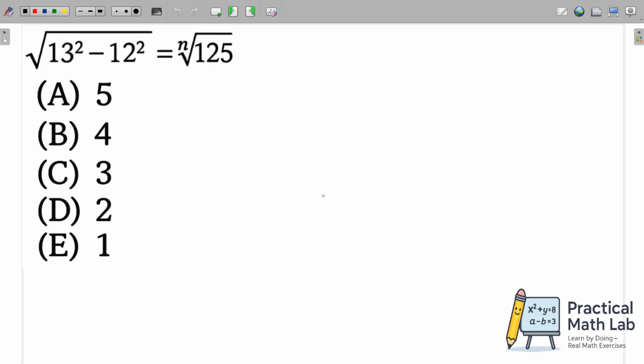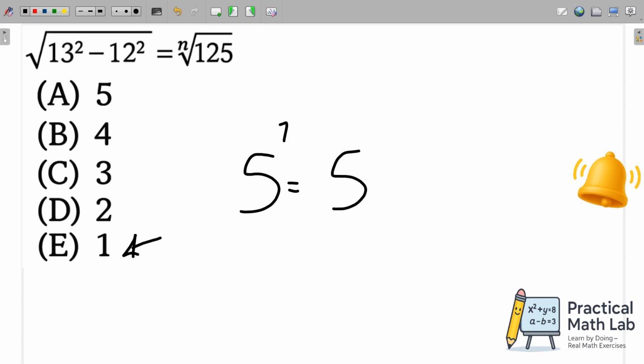Let's go. 5 to the power of 1. Any number raised to the power of 1 is equal to itself, so that's 5. 5 to the power of 2. 5 times 5 is what? 25.